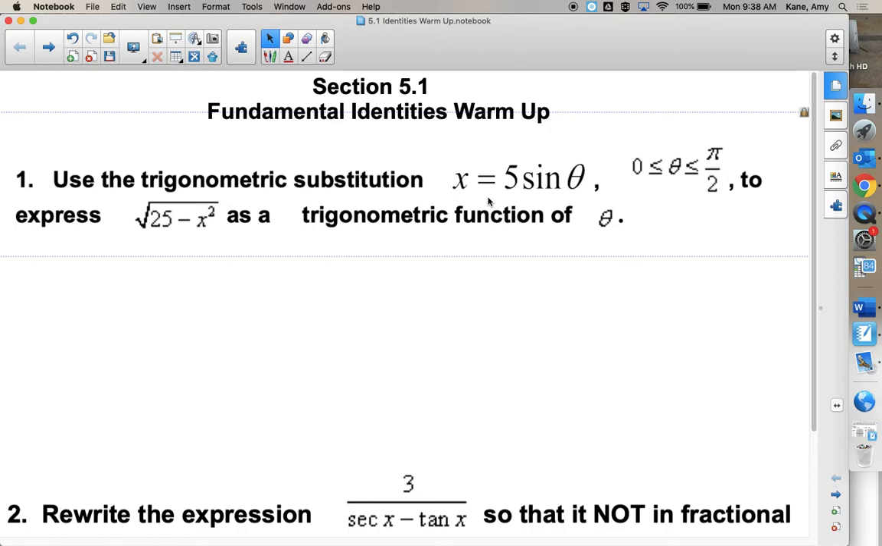And then we're going to express the square root of 25 minus x squared as a trigonometric function. So how do you start with the trigonometric substitution? Dylan? Yeah, you plug it in.